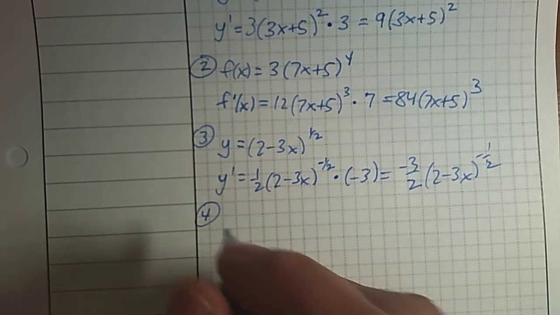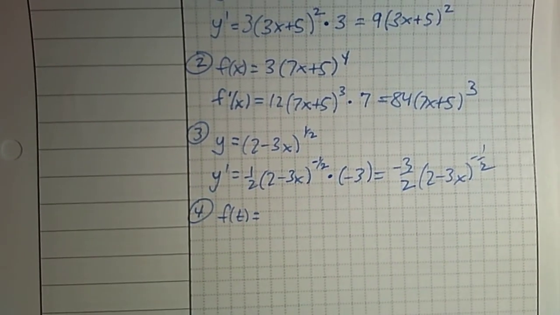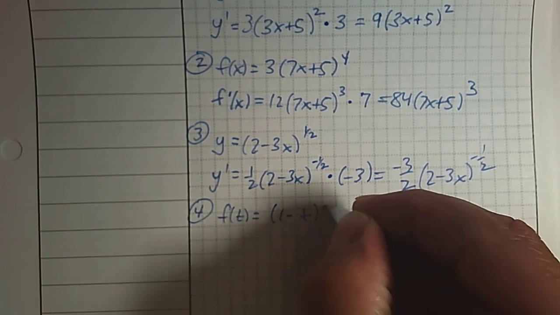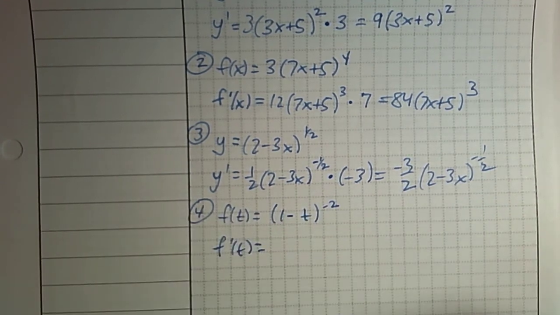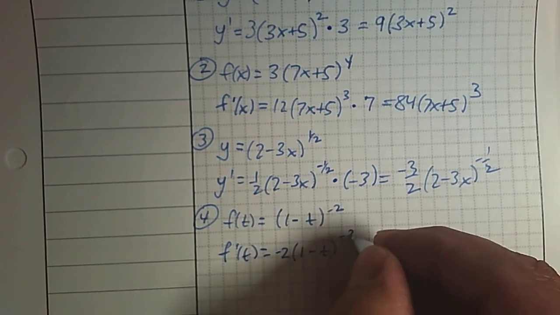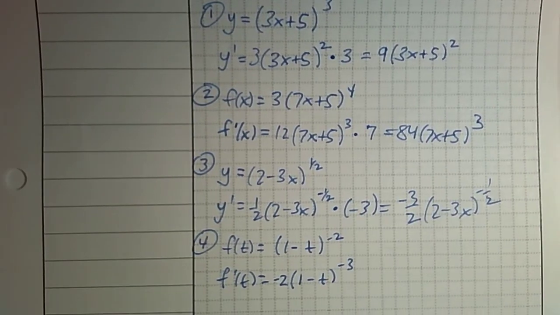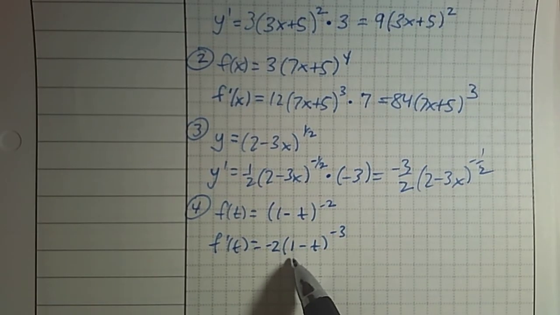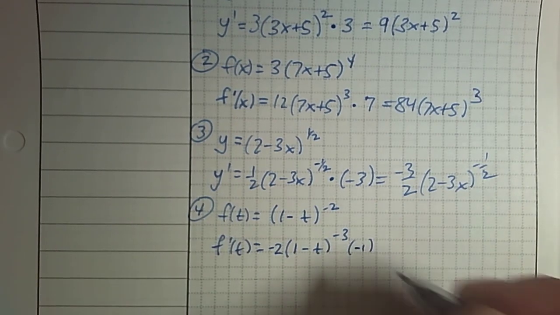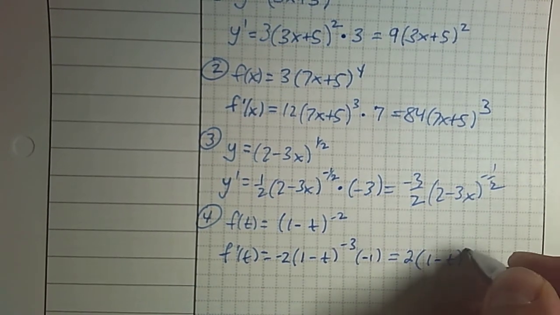Number 4. Again, when I look at this, the first thing I notice is I don't want to take the derivative of a fraction if I can help it. I want to write it as a power. So I'm going to write this as, do you know how to write that without a fraction? (1 subtract t) to the negative 2. Then I'm going to take the derivative. So negative 2 times 1 is negative 2. Subtract 1 from the exponent, and it's now negative 3. And then what's the derivative of the base? The derivative of 1 is 0, and the derivative of negative t is negative 1. Now, negative 2 times negative 1, that's positive 2. And it's (1 subtract t) to the negative 3.